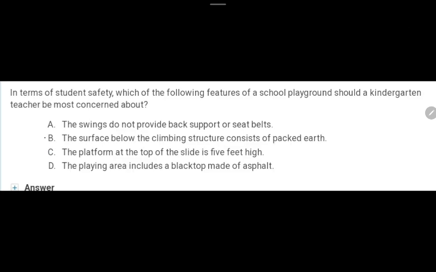In terms of student safety, which of the following features of a school playground should a kindergarten teacher be most concerned about? The surface below the climbing structure consists of packed earth. Option B is the correct answer.